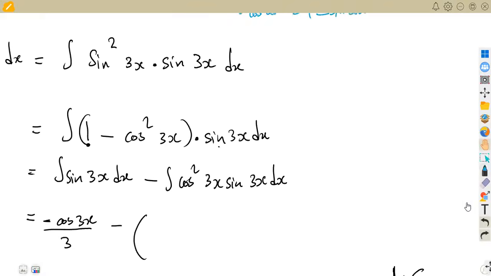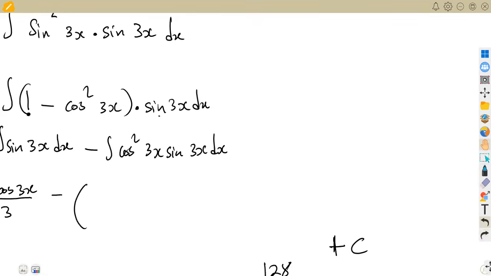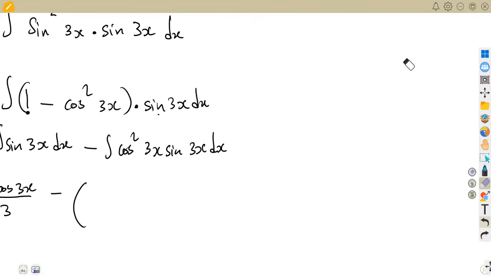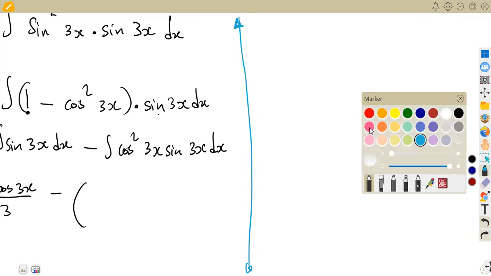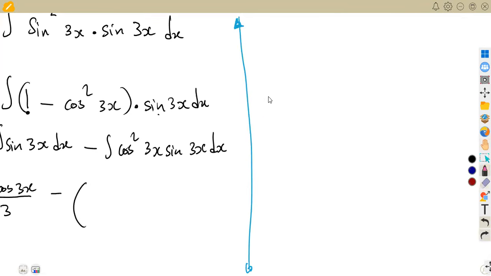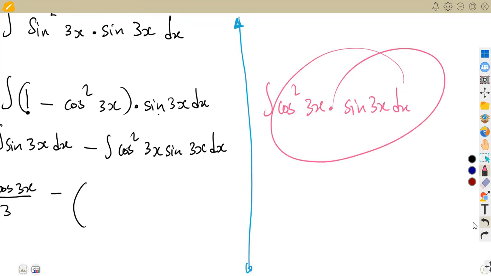Okay, let us have this integral aside. We don't want this to affect our answer. So you do your integrals aside, then you just write the answers. You can just do your calculations aside. Here, we want to integrate this. All right, so this is it: the integral of cos squared 3x times sine 3x with respect to x. How do we integrate this?